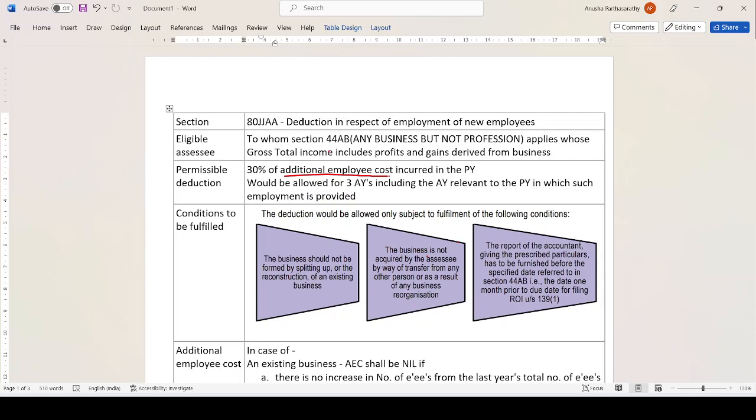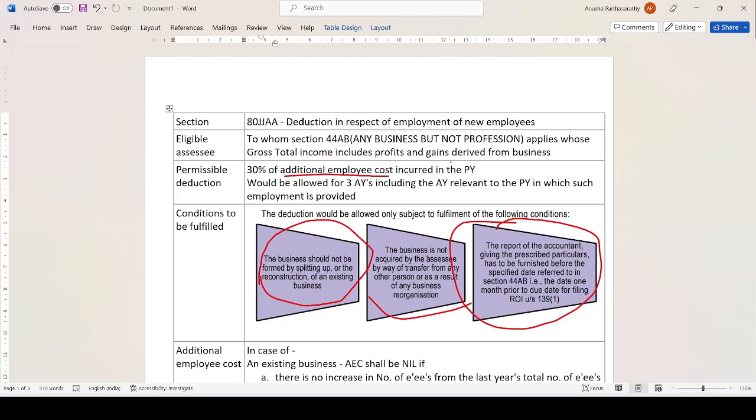What are the conditions to be fulfilled? The deduction would be allowed only subject to the following conditions. The business should not be formed by splitting up or reconstruction of an existing business. The business is not acquired by the SSC by way of transfer from any other person as a result of business reorganization. The report of the accountant giving the prescribed particulars has to be furnished before the specified date referred to in section 44AB, which is nothing but the tax audit report. That is, the date would be 1 month prior to the due date for filing ROI under section 139 subsection 1.